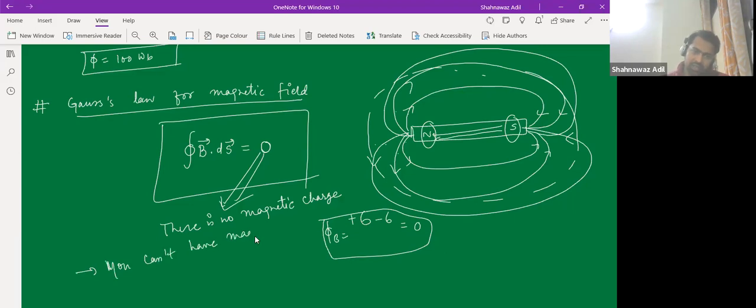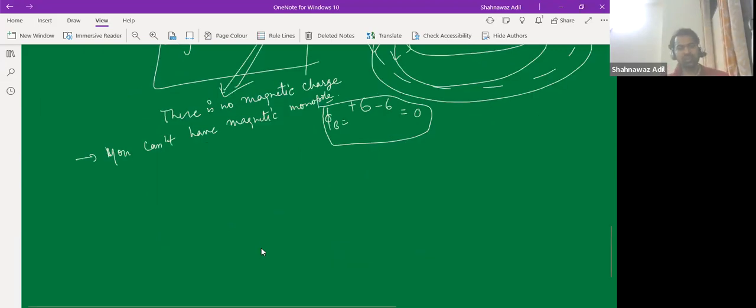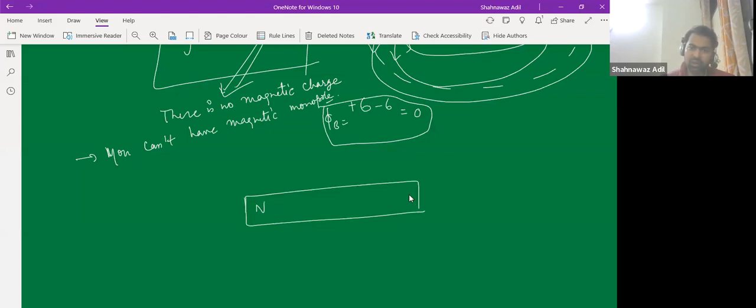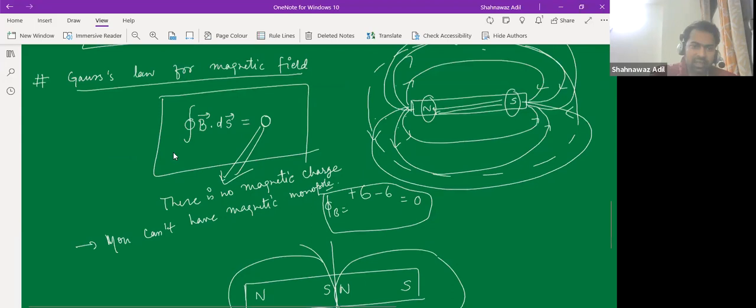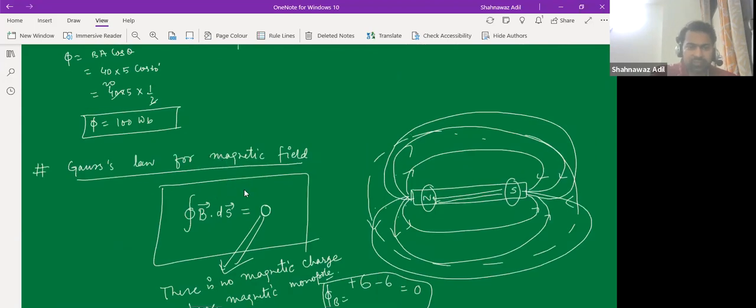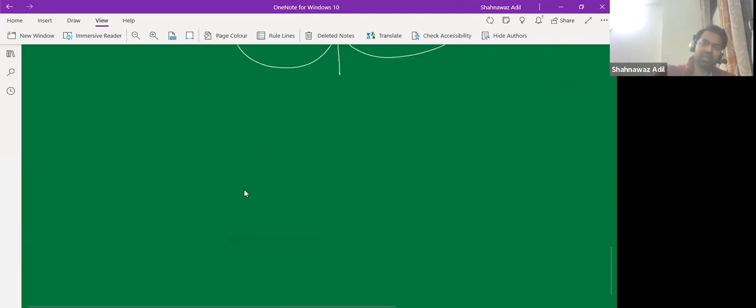You can have a magnetic dipole, but you can never have a magnetic monopole, so there is no magnetic charge existing. If you have this magnet with north and south pole and you cut it in half, this will create a south pole in here, and this will create a north pole. So again, you will get a dipole. This is what is given by the Gauss law for magnetism.